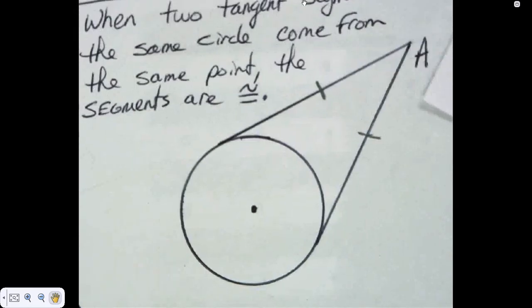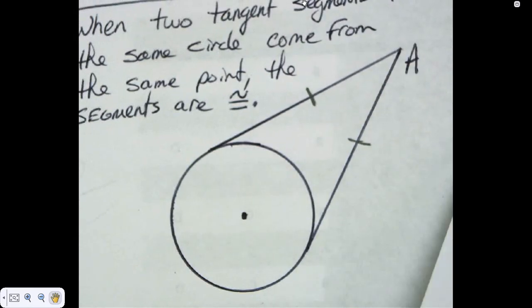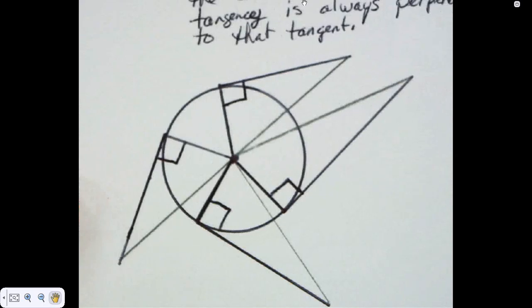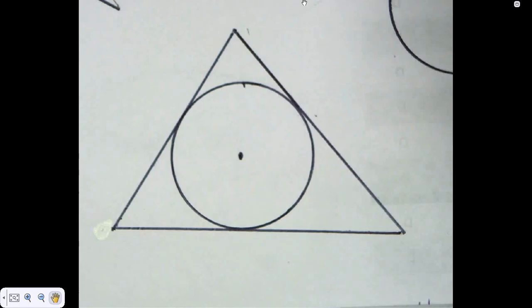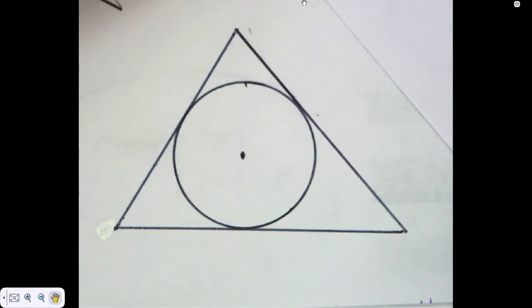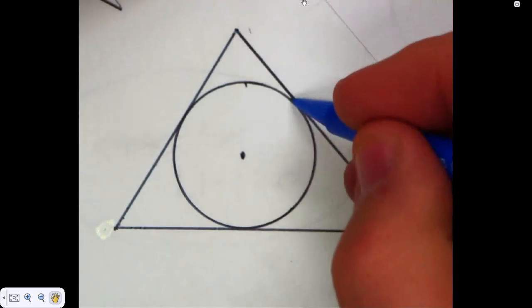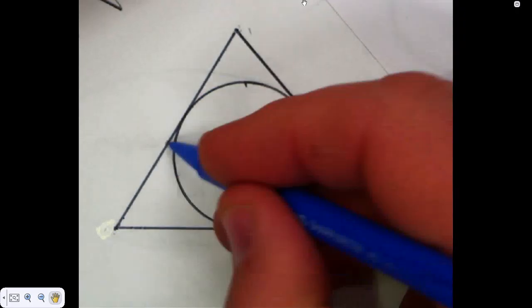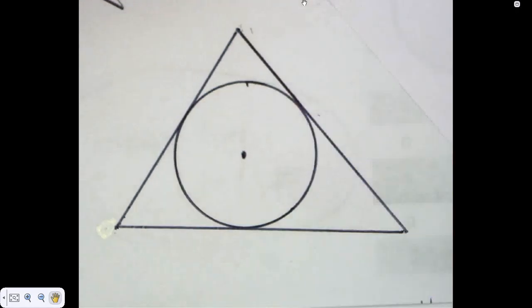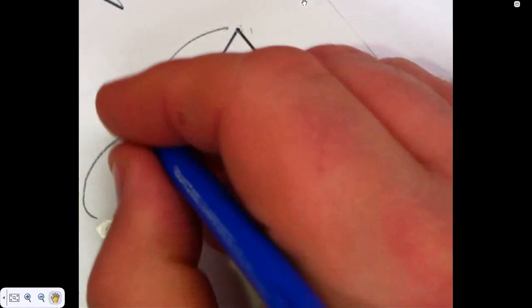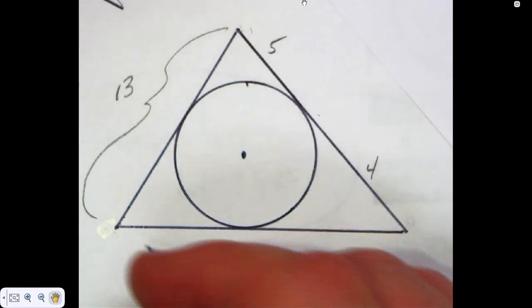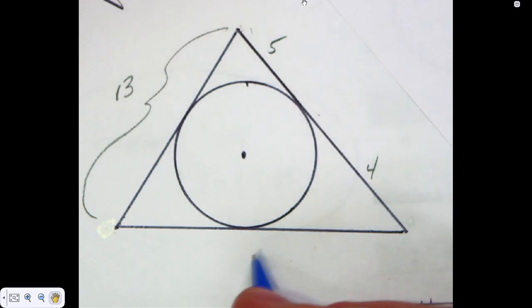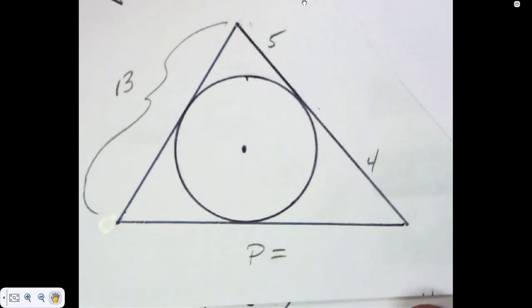Here's the picture that goes with important fact number 2. Here's the picture that goes with important fact number 1. Which one does it look more like? Number 2, because you've got two tangents coming from the same point, right? I've just got three of them in one circle, don't I? So let's say I made this 13, this 5, this 4. What is the perimeter of that triangle?